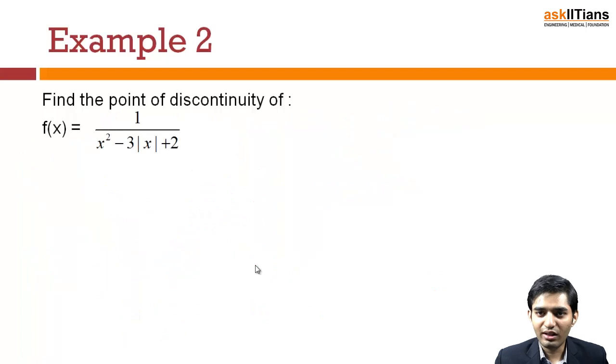Okay, let us do another example. This is a more interesting example. Now in this case, again, first of all, we have to find out the points of discontinuity. So first thing is, we will find out the critical points. And to find out the critical point, what should I do? Put denominator equal to 0. I will get the critical points.